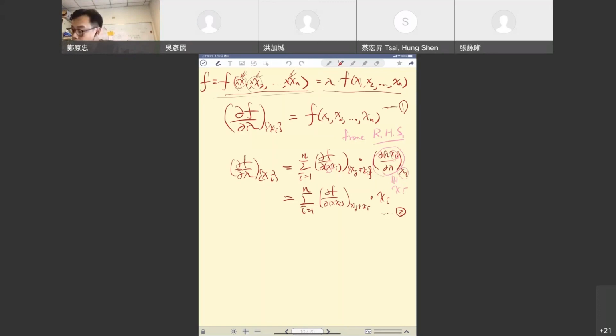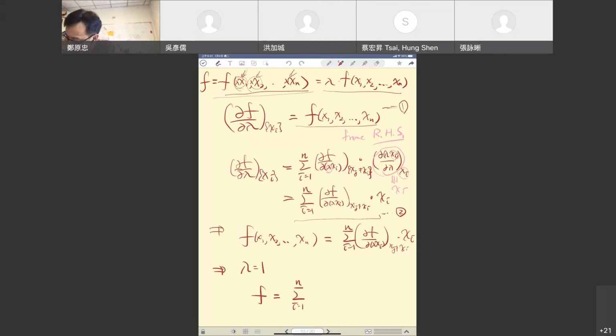Okay. So what we do here is we can equate these two functions. So your f of s1, s2, ... sn must equal the sum i equals 1 to n partial f partial si, j not equal to i, times si. And this is true for all lambda. We can of course write down the case for lambda equals 1, and this equality also holds. In this case, your f is written as the sum i equals 1 to n partial f partial si times si.